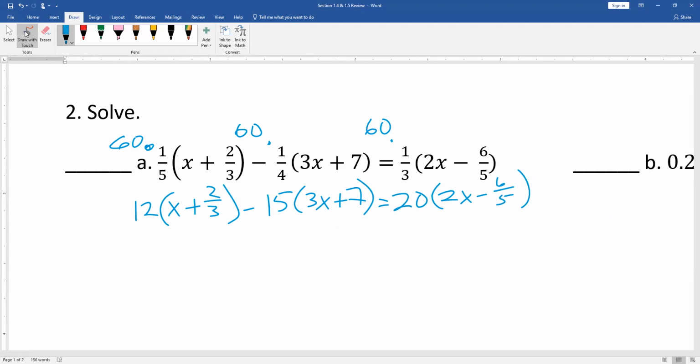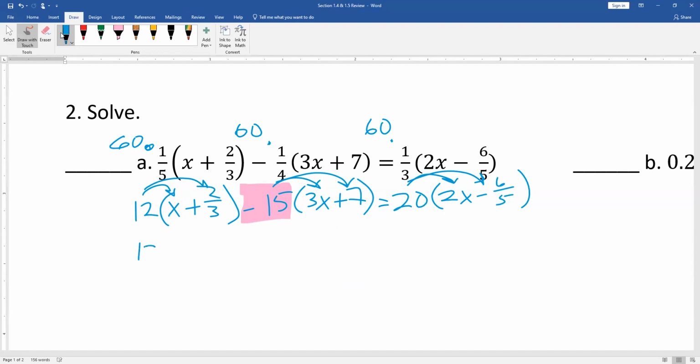Now, the nice thing is, we are distributing this 12. I'm going to use the arrows for the first one. And then we distribute the 15 in, no fractions there, and we distribute the 20 into the 2x minus 6/5. You'll notice that 3 is a factor of 12, so we can reduce that 2/3 to a whole number. And then 5 is a factor of 20, so we can also get rid of that 6/5. The important thing is to remember we are including the negative with this 15 here. So the 3x and the 7 are both going to become negative numbers.